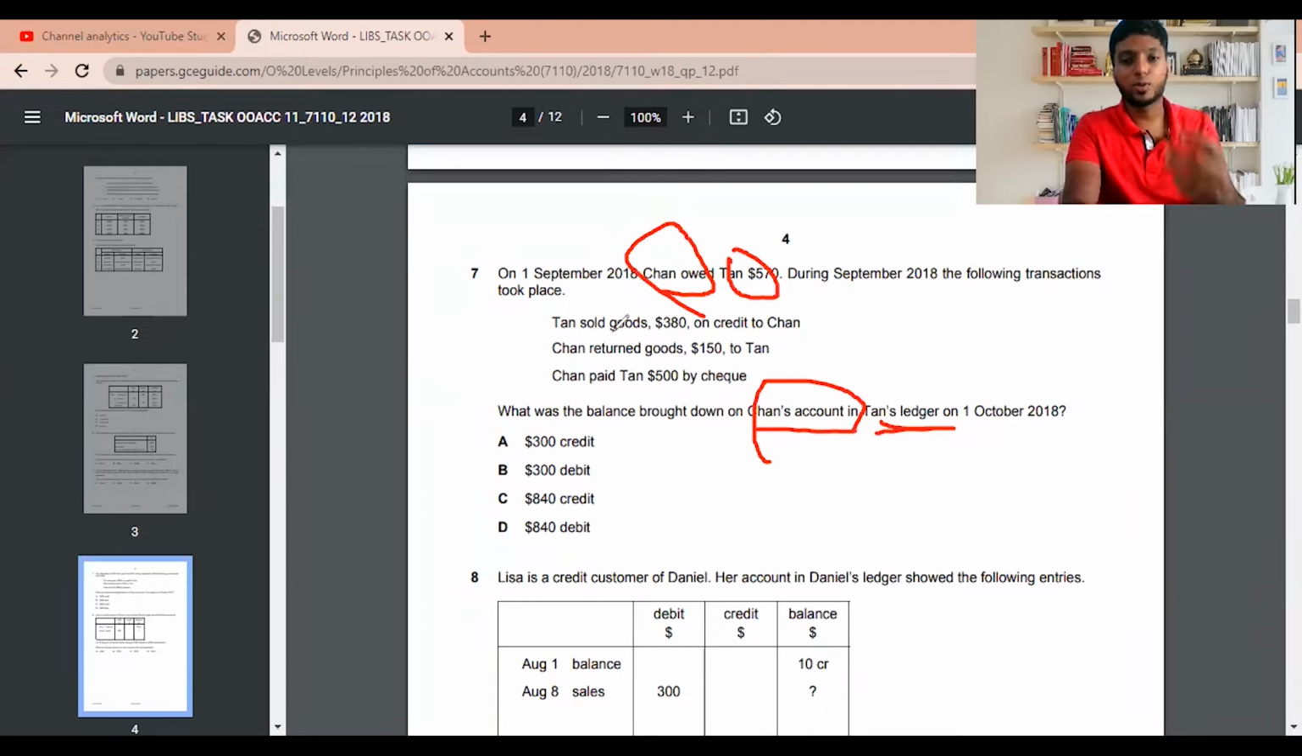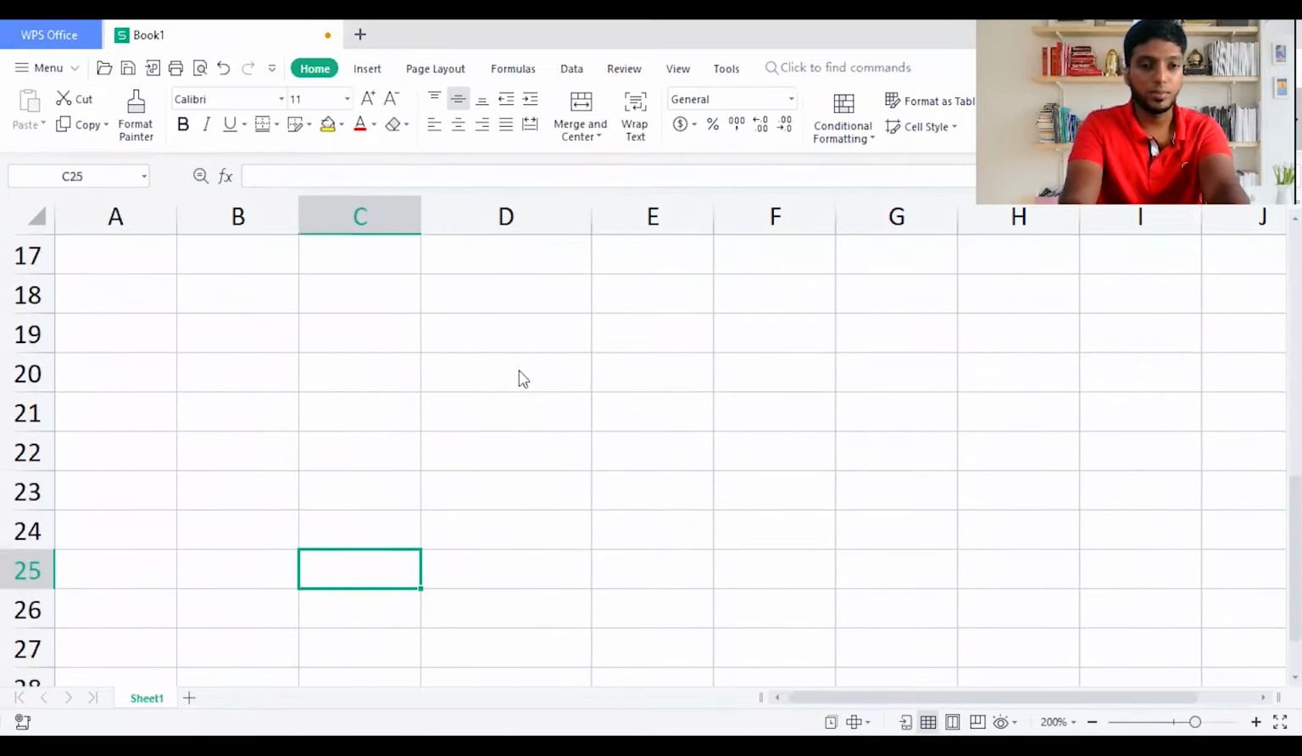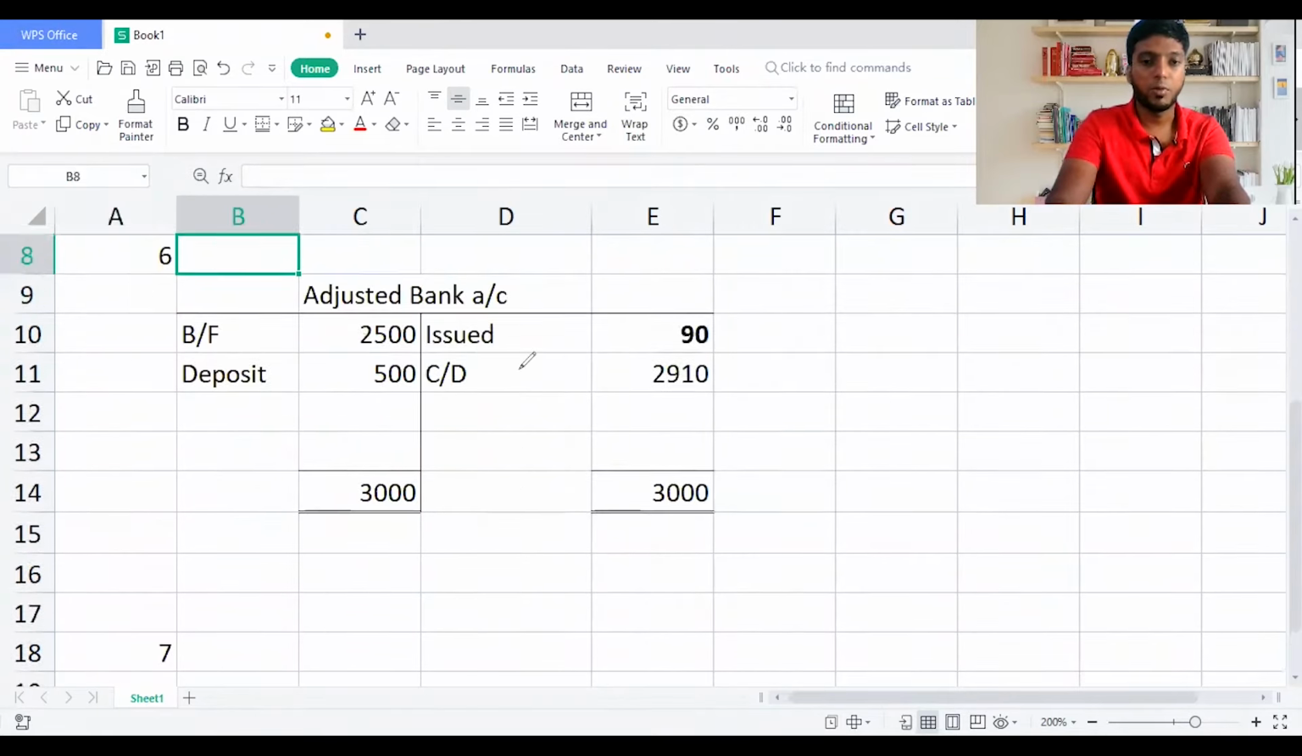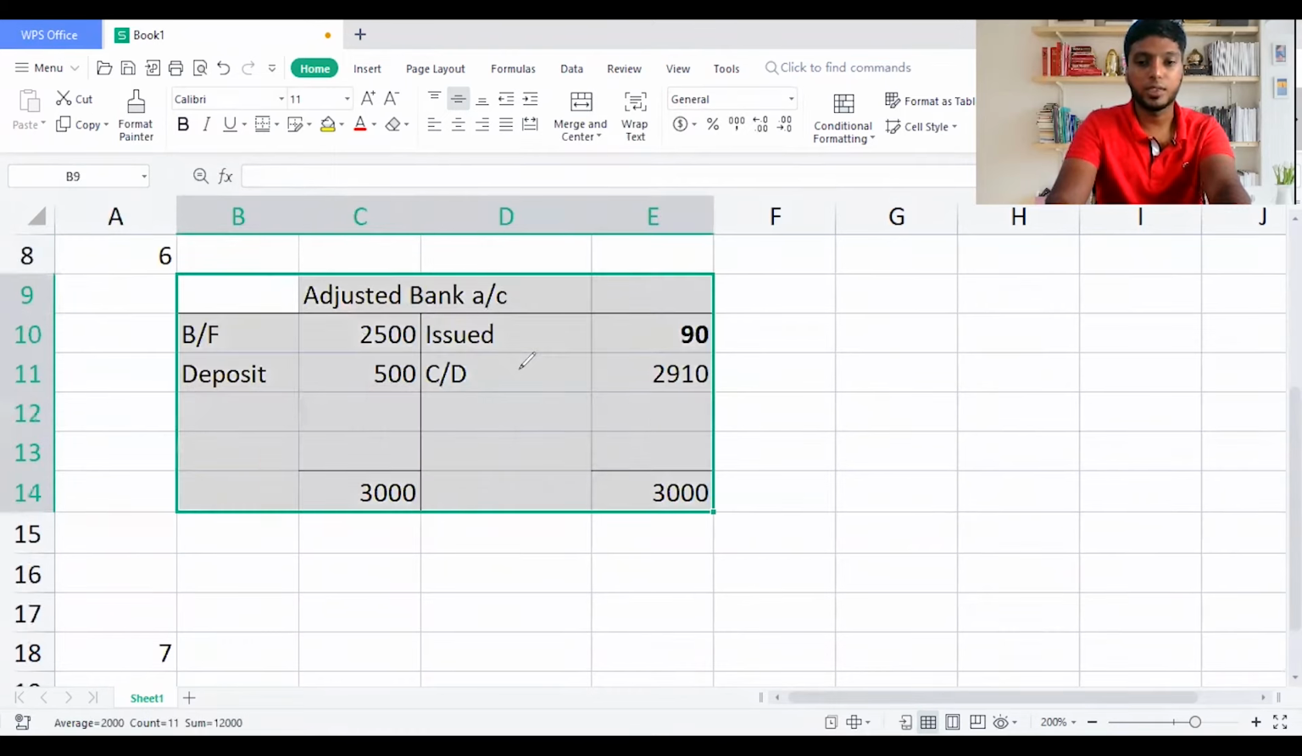And also we have sold goods to him. Tan sold goods on credit. So Chan is my credit customer. Understanding that ideology, I'm going to do the seventh part. I will take another account here. I'm going to copy this ledger account so it's easy for me to do.